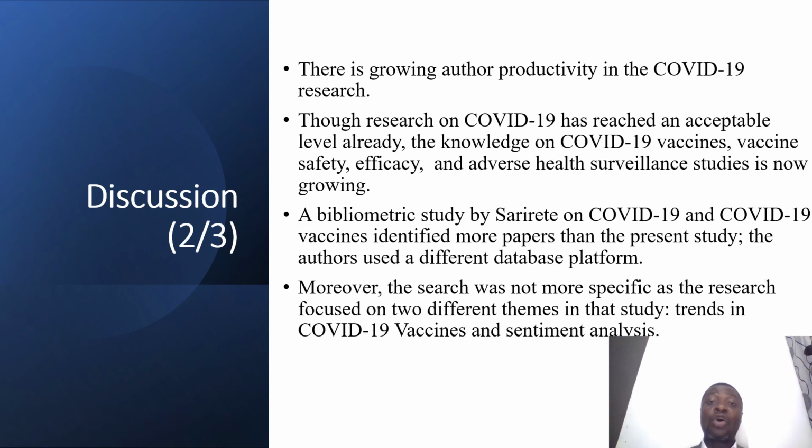There is growing author productivity in the COVID-19 research. Though research on COVID-19 has reached an acceptable level already, the knowledge of COVID-19 vaccines, vaccine safety, vaccine efficacy, and adverse health surveillance studies is now growing. A bibliometric study by Sariti on COVID-19 and COVID-19 vaccines identified more papers than the present study. The authors used a different database platform. Moreover, the research was not as specific, as it focused on two different themes in that study: trends in COVID-19 vaccines and sentiment analysis.